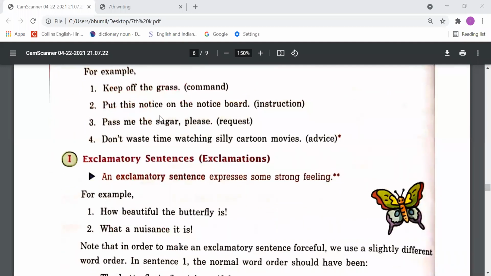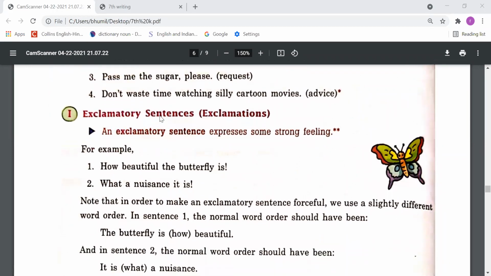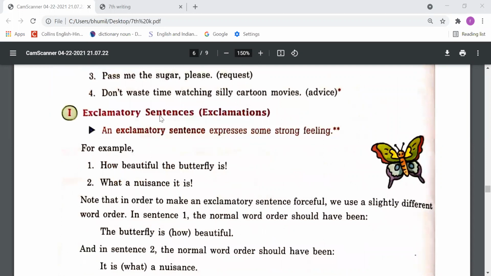Let's talk about exclamatory sentences. An exclamatory sentence expresses some strong feeling. For example, "How beautiful the butterfly is!" "What innocence it is!" So dear students, whenever we put our emotions, those types of sentences are called exclamatory sentences.